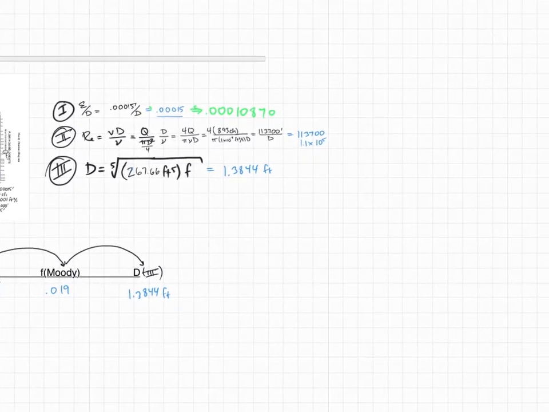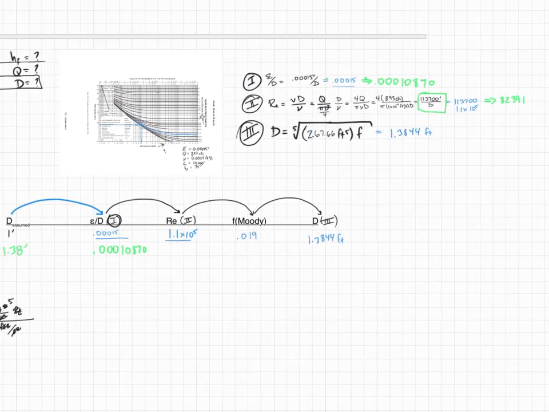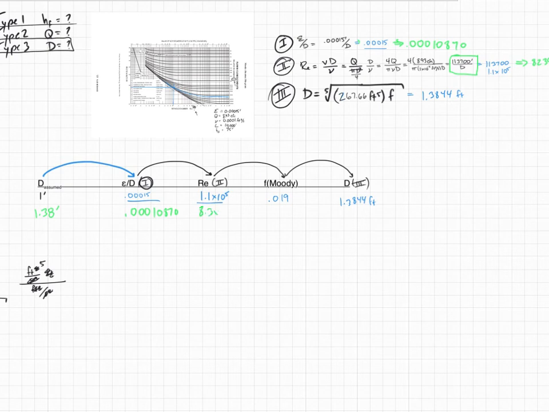So the Reynolds number, okay, I'm going to plug it into this equation right here. The diameter is 1.38. So I got 113700 divided by 1.38 equals 82,391, unitless. So 8.3 times 10 to the fourth. Okay, so we're not too far off the old Reynolds number, so that's a good sign.